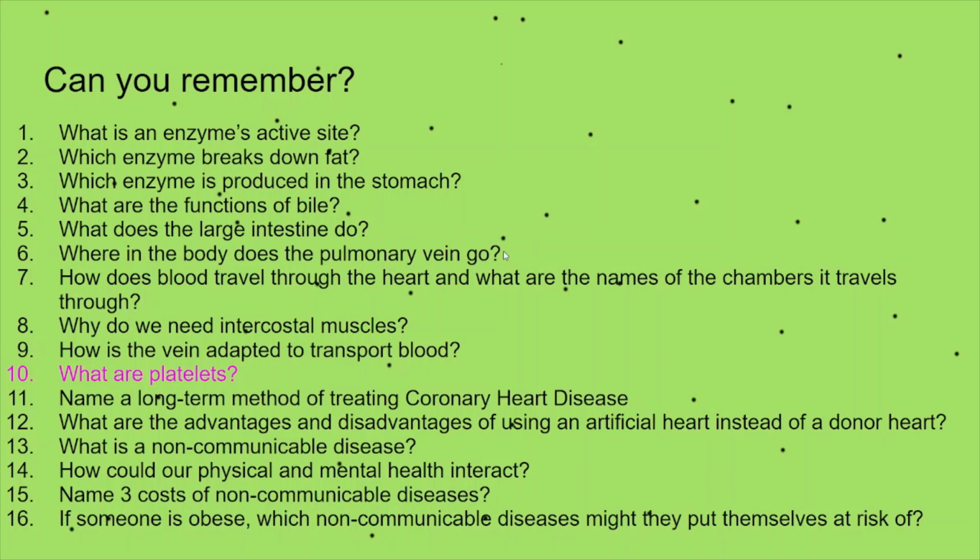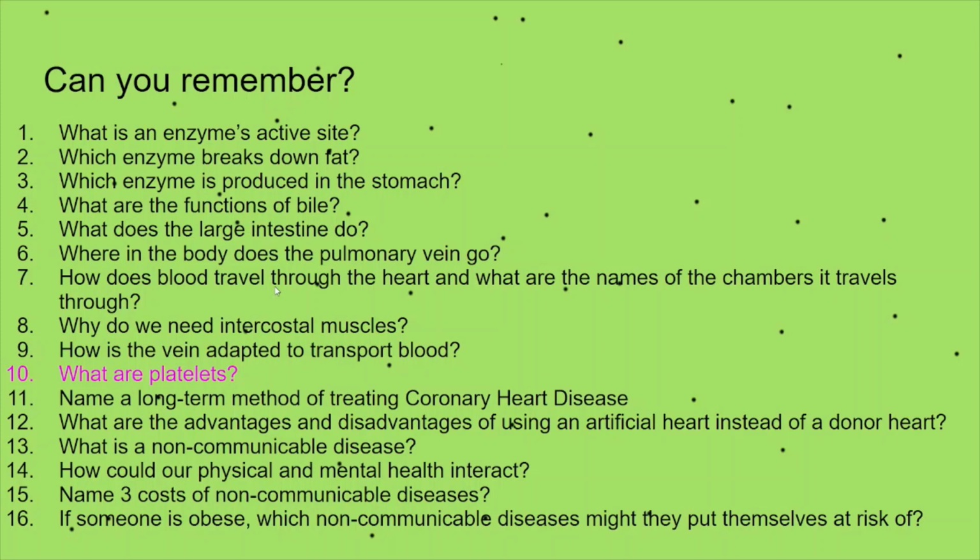The pulmonary vein carries oxygenated blood back from the lungs to the heart so that it can be pumped around the rest of the body. So blood, deoxygenated blood, comes through the vena cava into the right atrium, down into the right ventricle, up through the heart valve, through the pulmonary artery to the lungs, back through the pulmonary vein, into the left atrium, down into the left ventricle, up through a heart valve, and through the aorta, which takes it to the entire rest of the body.